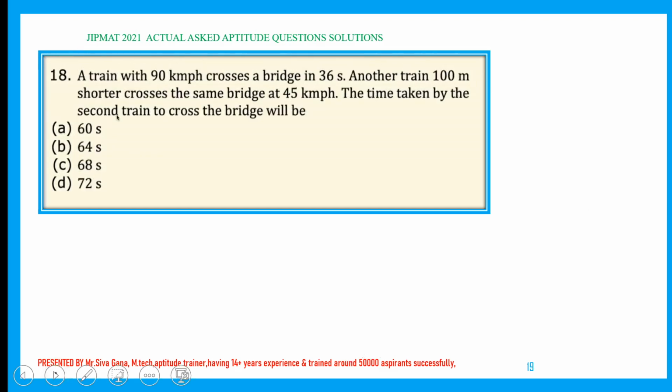Next one. A train with 90 kmph crossed the bridge in 36 seconds. Let us say train length is L, bridge length is X. This is the distance. Distance divided by speed is 90. I am converting into meter per second. This happened in 36 seconds.